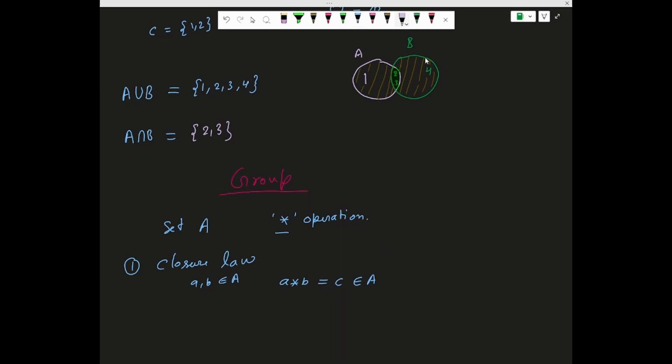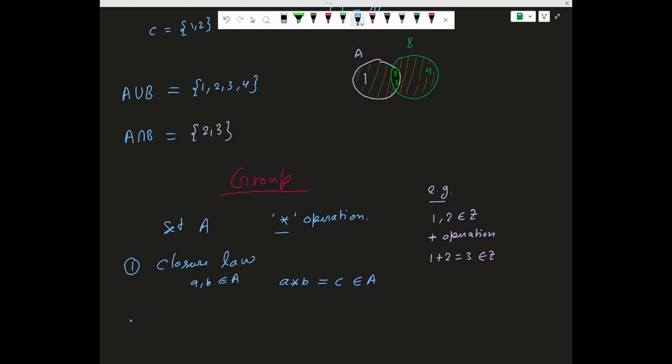For example, suppose we have 1, 2. These belong to Z, integers. Now let's apply this plus operation. 1 plus 2 is 3. It is also in Z. You can find it, right? So it means this Z, the set of integers, is closed with respect to this plus operation, the addition operation. So it is a closure property.